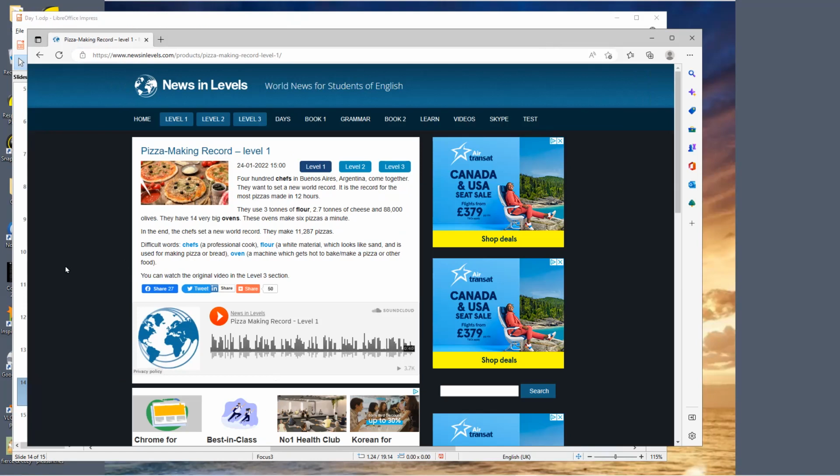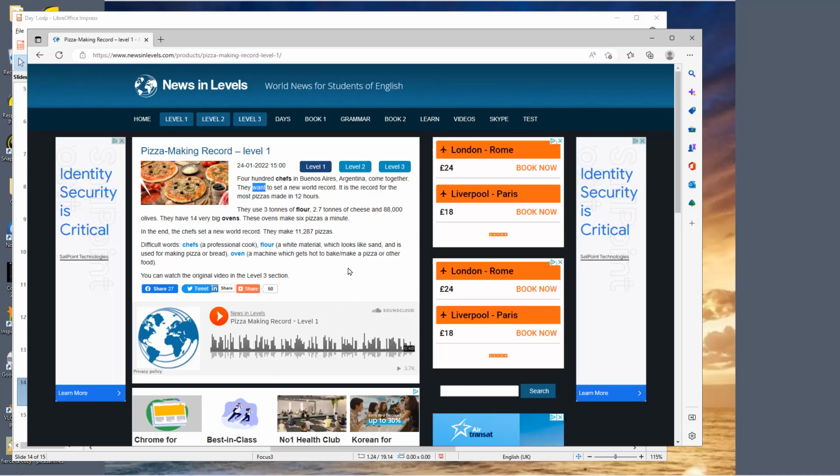So we're looking for active verbs, verbs that are doing something. The first verbs: come, want, made, and set. Made and set. Ooh, I'm not sure if the set is a verb, but and set a new world record. Set is a verb.